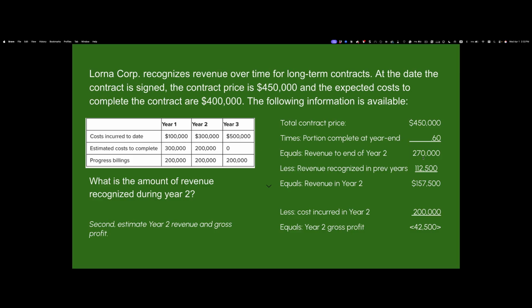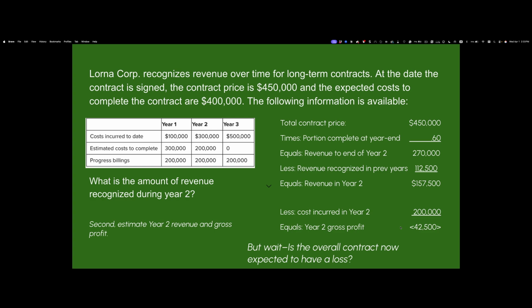We subtract from that $270,000 what we recognized as revenue in year one, which was the $112,500. Gives us the additional revenue that needs to be recognized, $157,500. And we subtract the cost incurred in year two. That was the difference between the 300 and the 100. And that's $200,000. And we have a year two gross profit, which is actually a gross loss of $42,500.